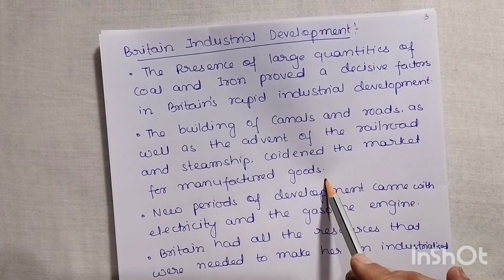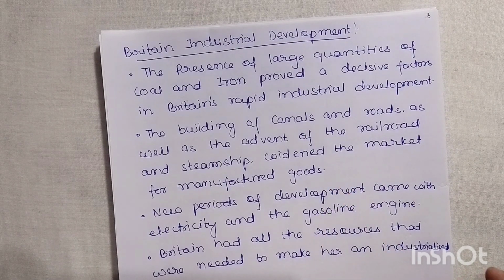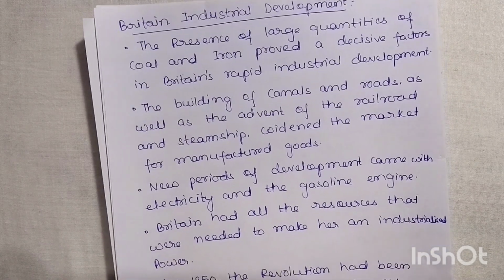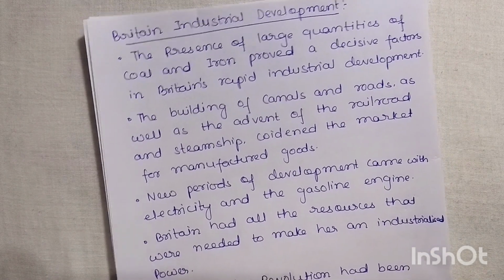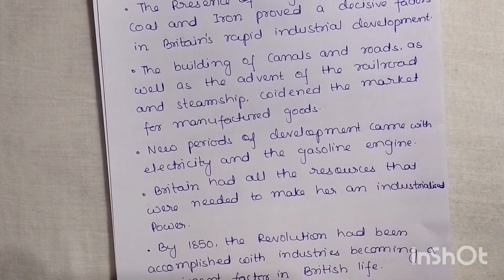The building of canals and roads as well as the advent of railroad and steamship widened the market for manufactured goods. We know how important transportation and communication are for the Industrial Revolution, isn't it? Because it enables the movement of products and materials around and opens up raw materials, and not only this, it also reduces the price. Moreover, for a large market to be scaled, transportation is very helpful. So canals and roads were well advanced, and due to this the market for manufactured goods was widened and flourished.